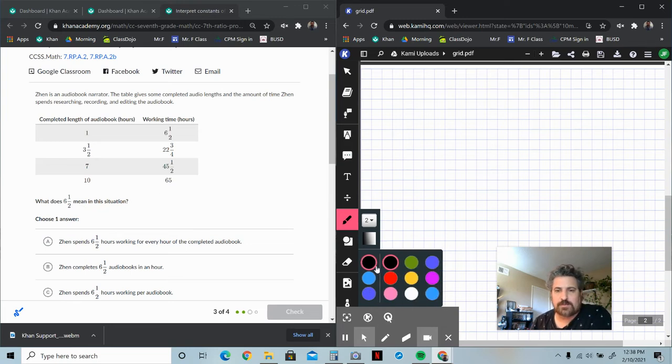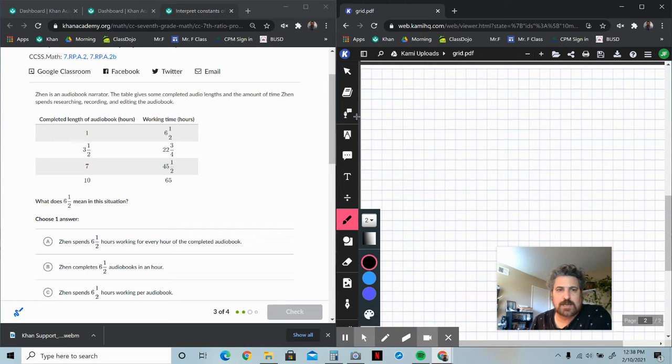So basically, we can see here that 6 1/2 for every 1. That's telling you 6 1/2 work hours to record 1 hour of audio length. So 1 hour on the audiobook doesn't just take him 1 hour, it takes him 6.5 hours for every hour that he records an audio length for. So it basically means it takes him 6.5 hours of work to record 1 hour of audio.